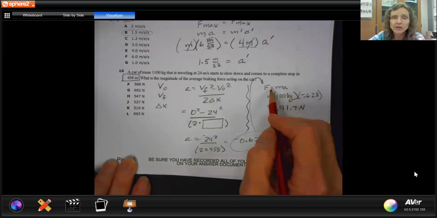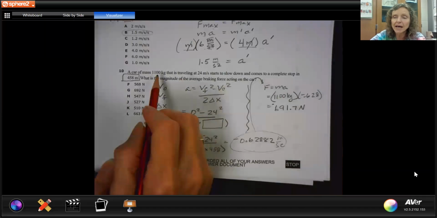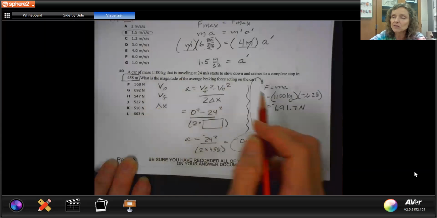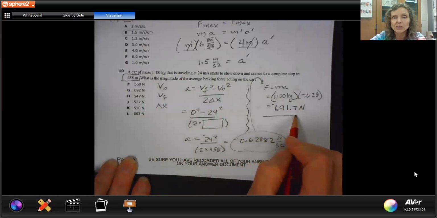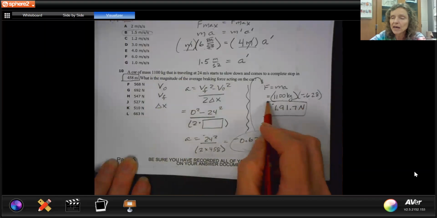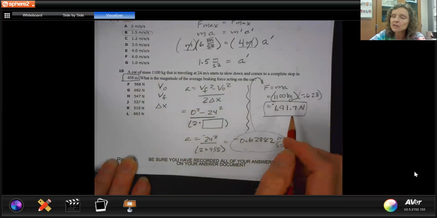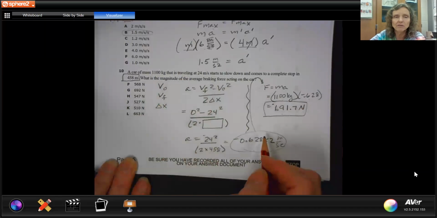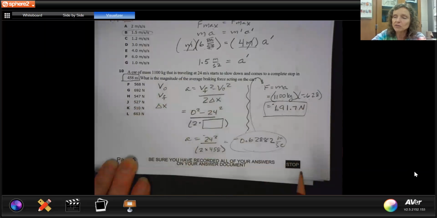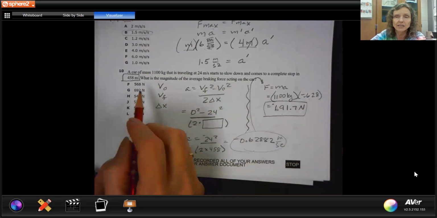So now I'm going to go to F is equal to ma. I'm going to go back to the problem and pull out the mass. So there's the mass of the car times the acceleration. It would take that much force to give that car that much acceleration. Okay? So there's my average braking force. It says magnitudes. It doesn't matter if it's positive or negative. And I choose that closest number from my list, 692.